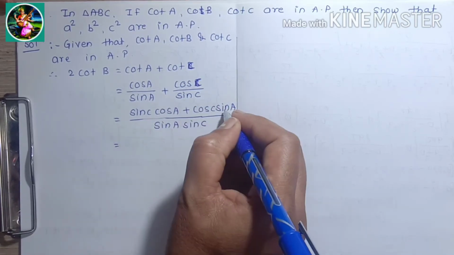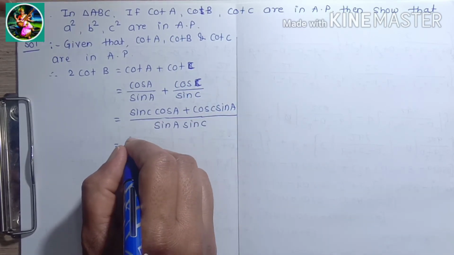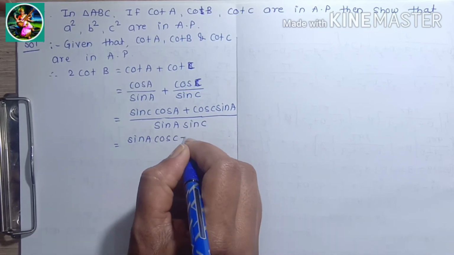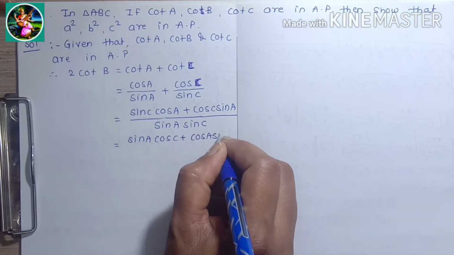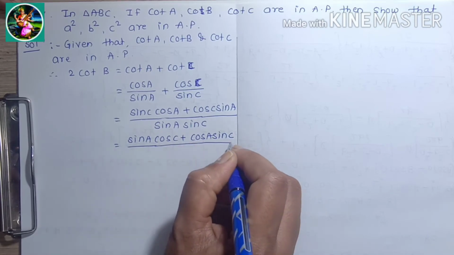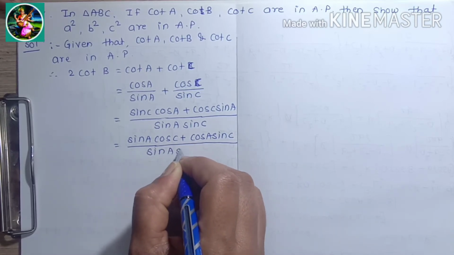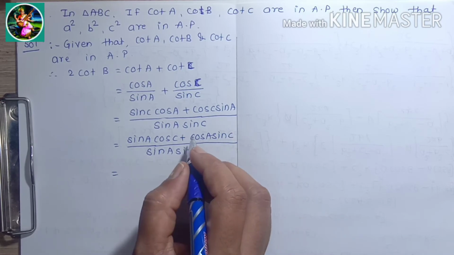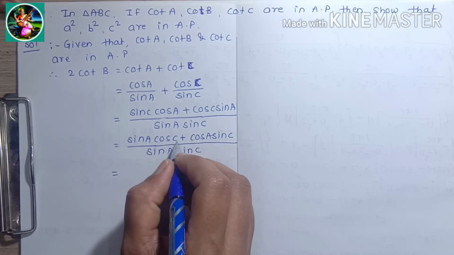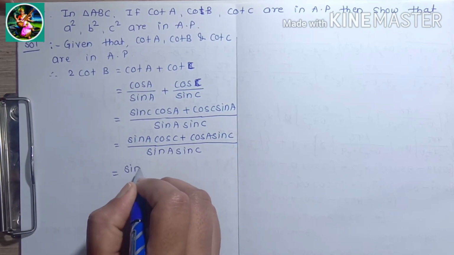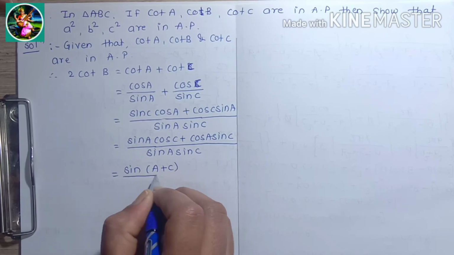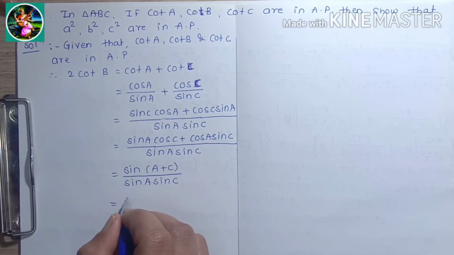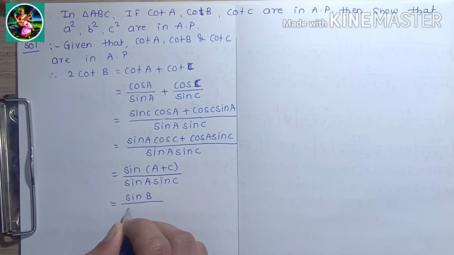If we interchange the two terms in the numerator and write the second term first, that is sin A cos C plus cos A sin C, this divided by sin A sin C. That is equal to, we know that sin A cos B plus cos A sin B is sin of A plus B. Therefore here instead of B we have C, so we write sin of A plus C, and this divided by sin A sin C. That is equal to sin B divided by sin A sin C.